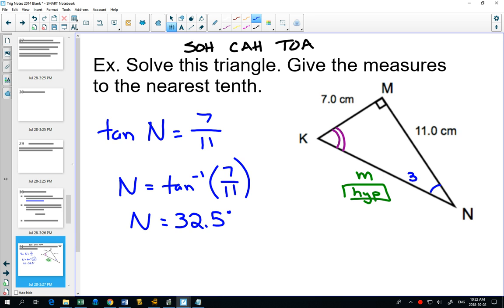Sometimes after I've solved something, I like to write it into my triangle because that lets me look at it and say, what else do I still need to do? Well, I still need to find angle K, and I still need to find side M. Can you see with angle K, you now have two choices to find angle K. We could use tangent to find angle K, or since we now know two angles in the triangle, we could make all the angles add up to 180 degrees.